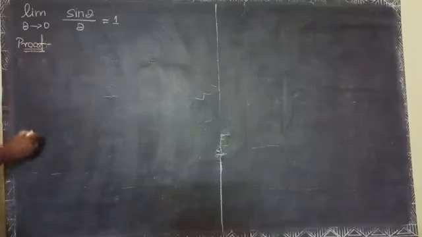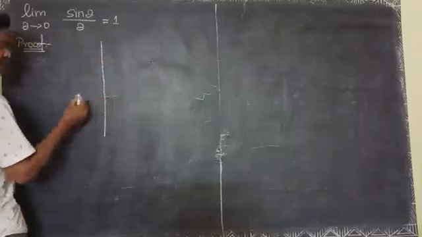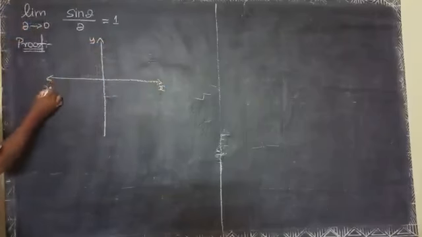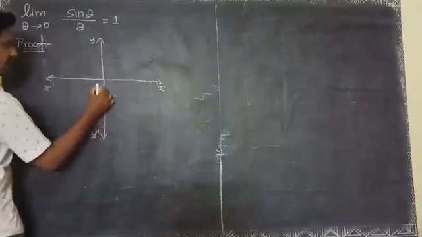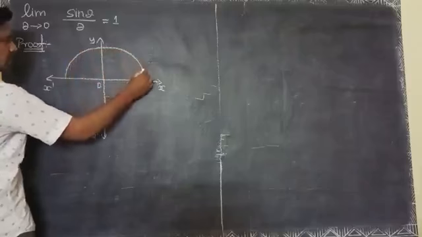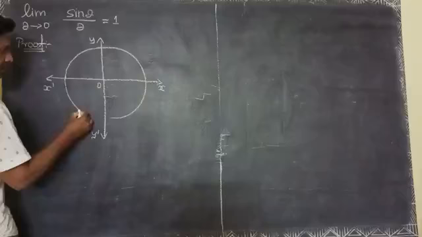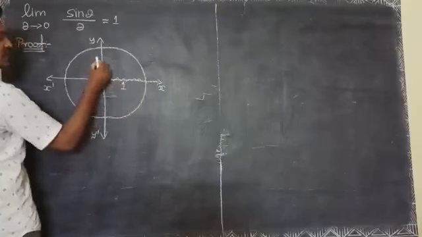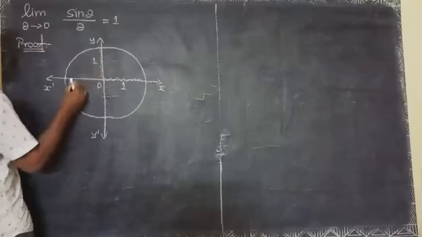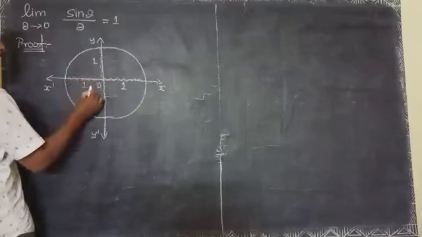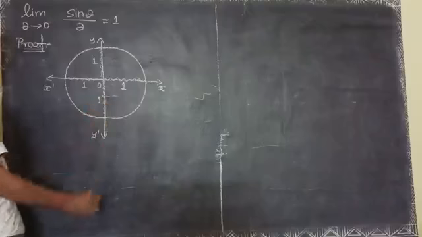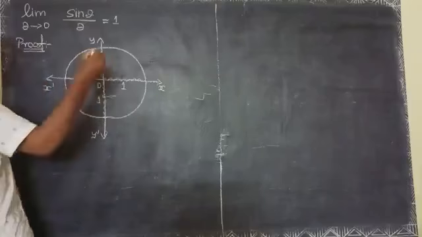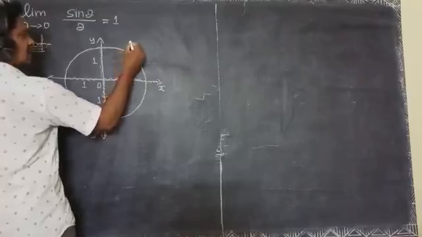We take a unit circle, which means the radius is 1. This is one radius, this is another radius, 1, and this is another radius, 1. Here we take any one point P on the circle.